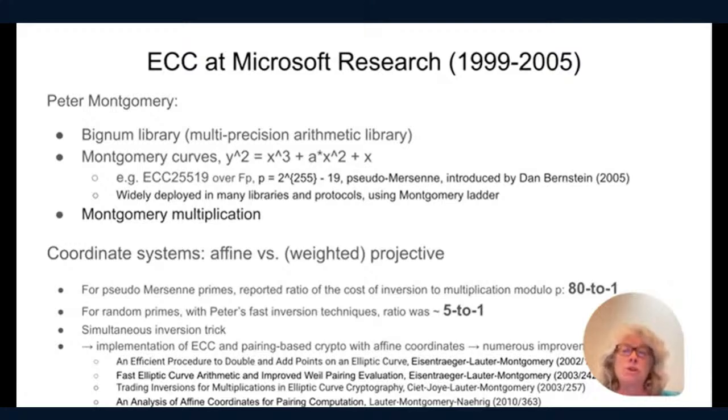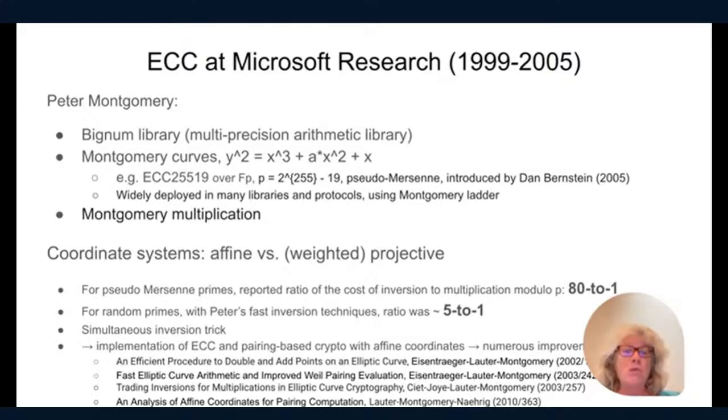So this actually indicated that it was a good idea to consider affine coordinates for elliptic curves instead of the typical weighted or weighted projective coordinates, because the weighted projective coordinate system gets away with no inversions for each elliptic curve operation, but at the cost of more multiplications. So actually, both for our elliptic curve implementation and later for our pairing implementation, pairing-based cryptography, we were able to use affine coordinates and use things like Peter's simultaneous inversion trick.